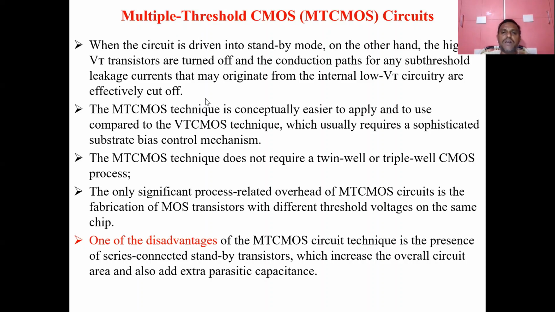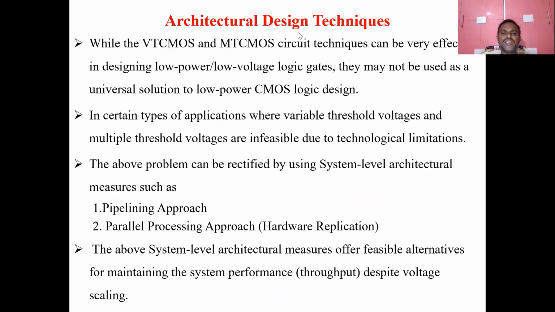These two we have, that is multiple threshold CMOS circuits and VT CMOS circuits, we cannot use always. Okay. So at that point, to improve the power consumption reduction and at the same time the leakage current reduction and to increase the speed, we will go with the architectural circuitry. That is nothing but the pipeline process and at the same time the parallel process. Okay, so now we'll go with the architectural design techniques.